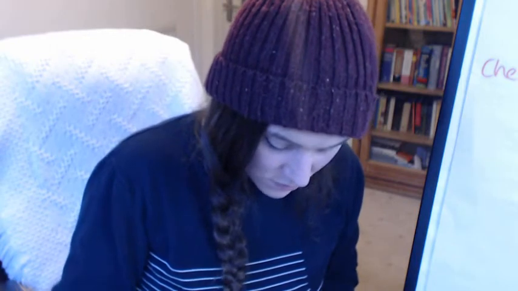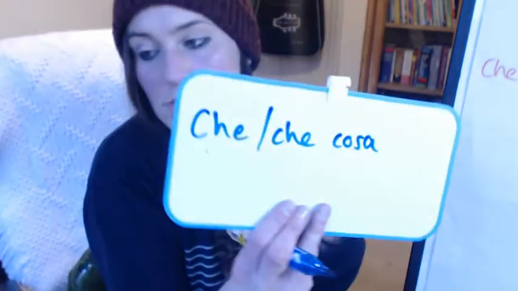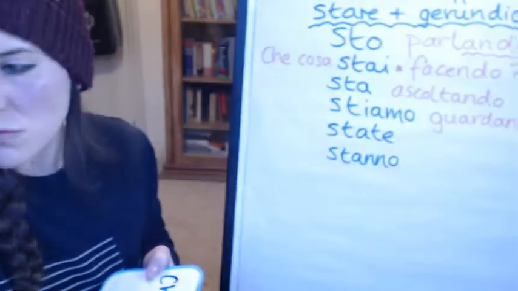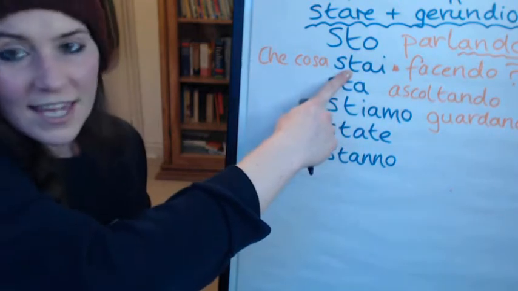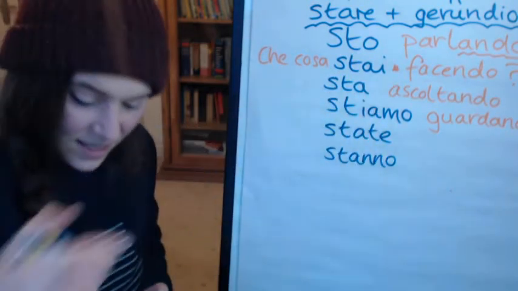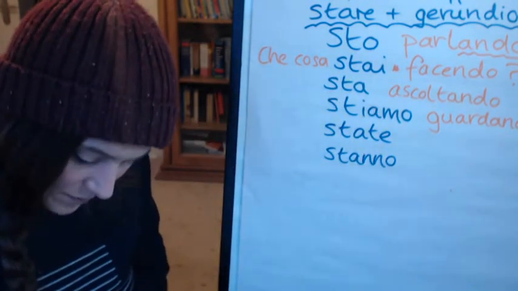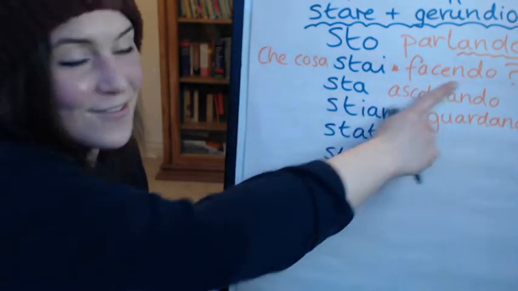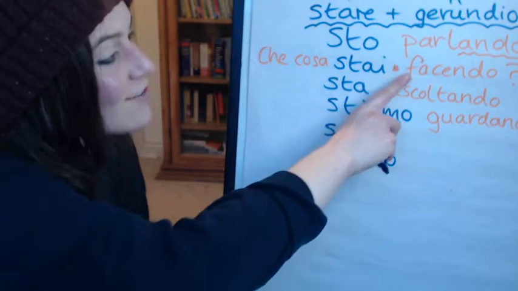So, how do we start a what question? We can either start with che or che cosa. Let's put both in. Che or che cosa. Stai. In fact, you've got the whole question here. Stai is the tu form of stare. And then we need the verb, the irregular gerund form of fare, which is facendo. Ma che cosa stai facendo?